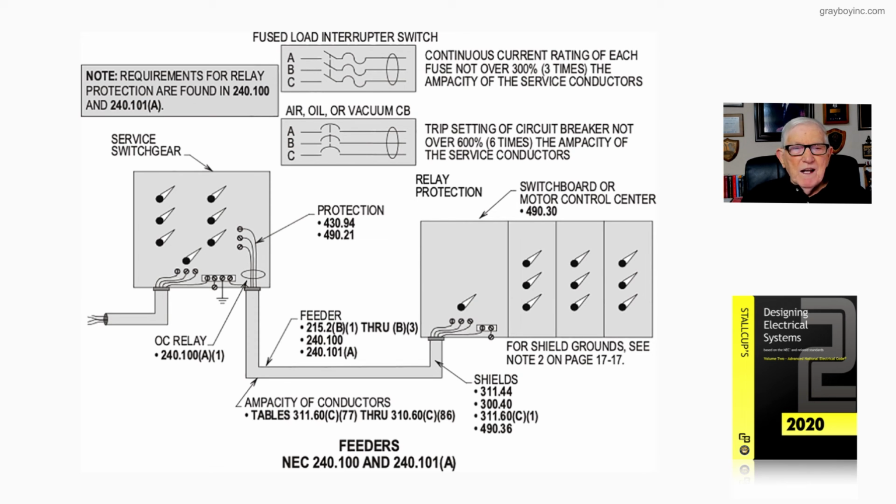Now, if you have a relay system, as you see, that compares current or communicates current used downstream, just go to 240.100A1 as you see in the illustration for the service switchgear. And that's what our figure 17-20 is pointing out.